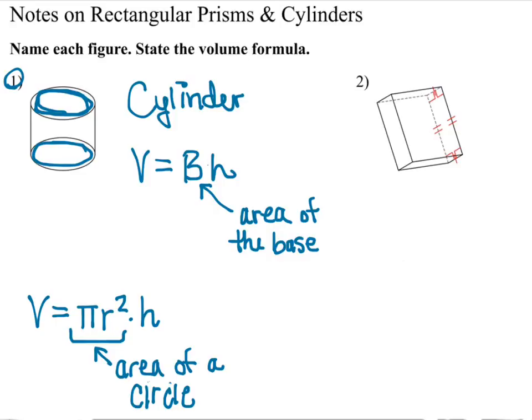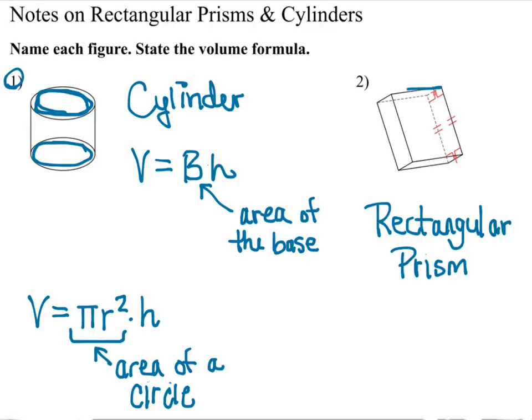And then we have number 2 here. This is a rectangular prism, because its base is a rectangle. See the base here, and then the height. So our volume is equal to length times width times height. Let's try some examples.